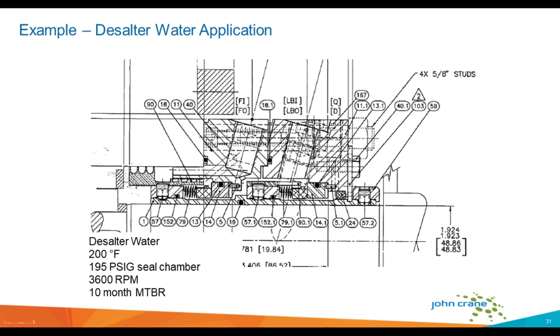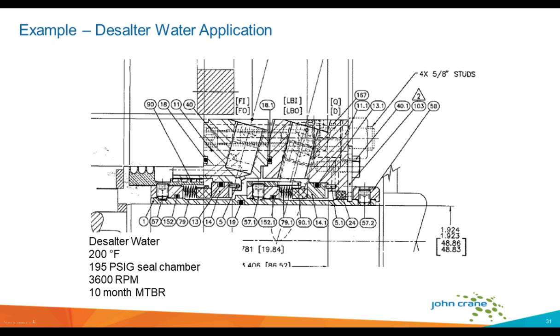The seal itself was utilizing an API plan 41 and 52. API plan 41 is not an ideal piping plan, and it is recognized as not being ideal in API 682 itself. It utilizes a cyclone separator in conjunction with a heat exchanger to try to provide a better environment for the seal in terms of lowering temperature and removing solids.